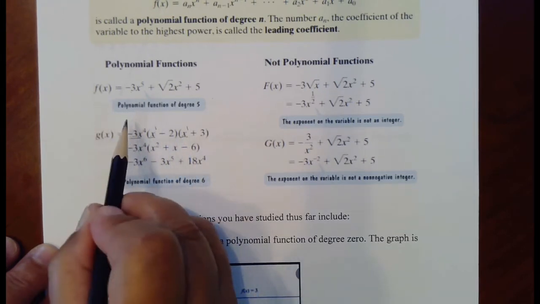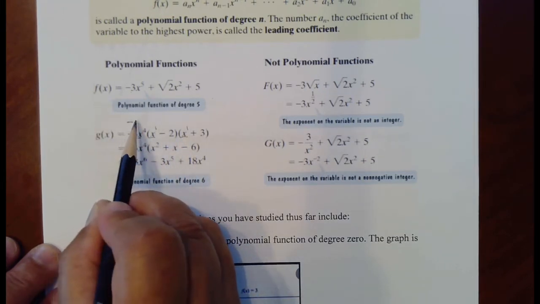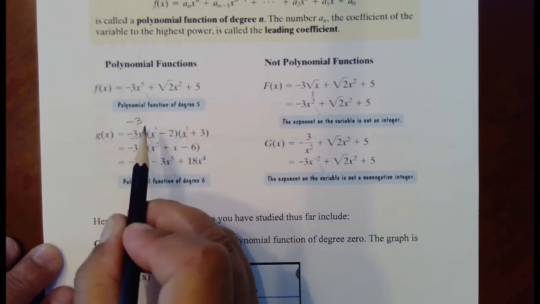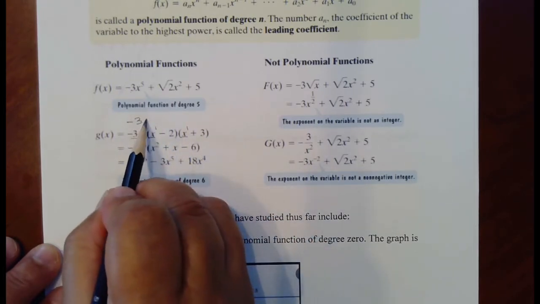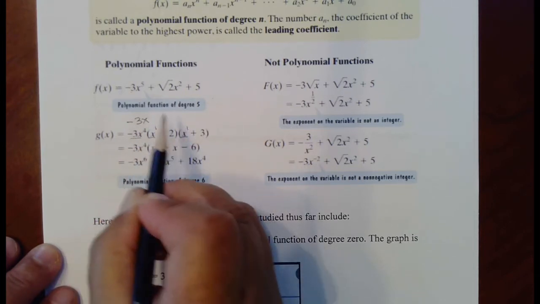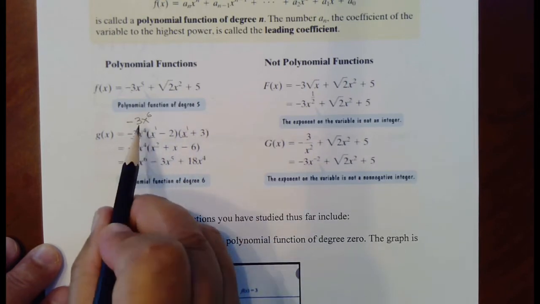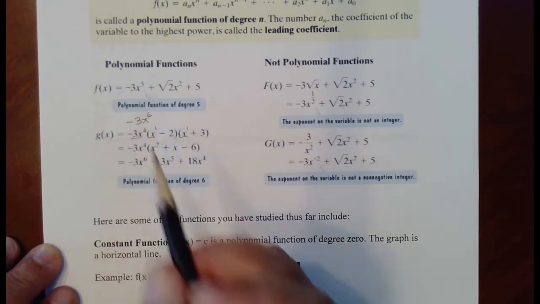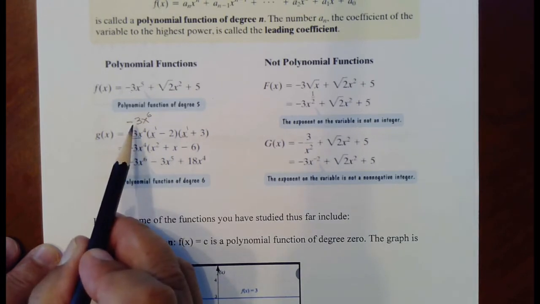So the leading coefficient would be -3, because this times this times this would have a -3. And then as far as the power on the base, you add the powers. 4 plus 1 plus 1 is 6. So this would be your leading term. So this is a polynomial of degree 6 with a leading coefficient of -3.